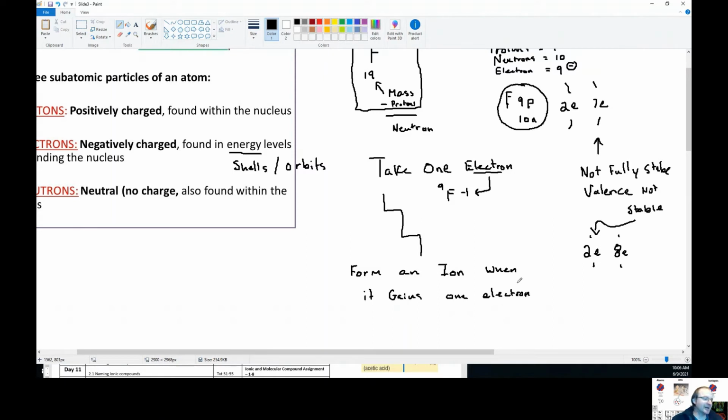All right, so let's look at that. We're going to pull up our next slide here. We're going to look at ions. We just looked at fluorine, but let's look in detail at ions. Pull up our next slide.